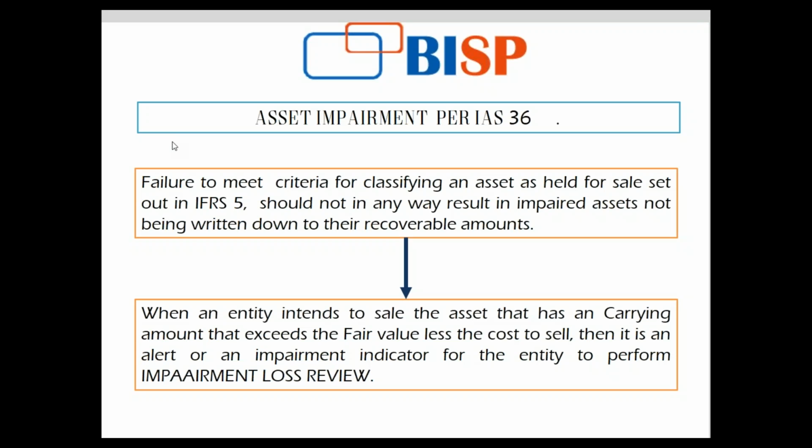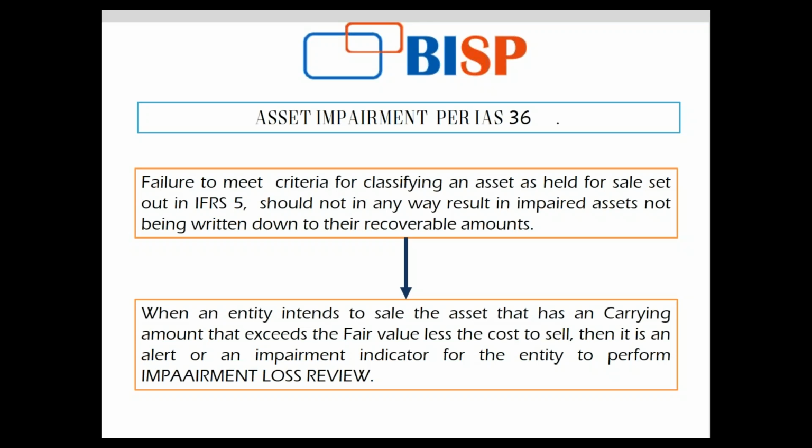So how am I going to treat IAS 36? It is not necessary that I treat the IAS 36 requirements only when I am going to classify the assets as held for sale. If any of the assets do not meet the criteria specified under IFRS 5, then also you can perform a review of impairment losses on your assets or on your group of assets.